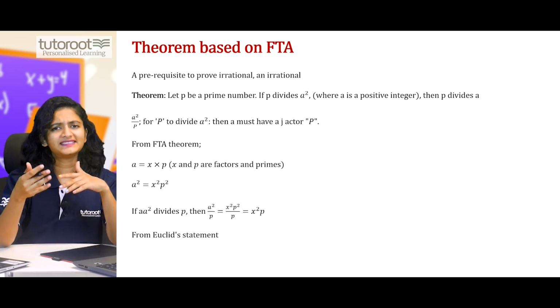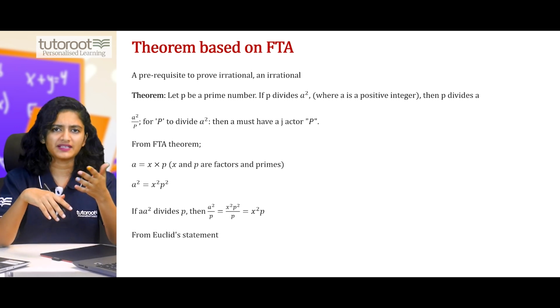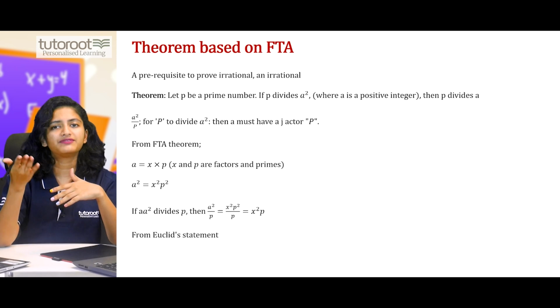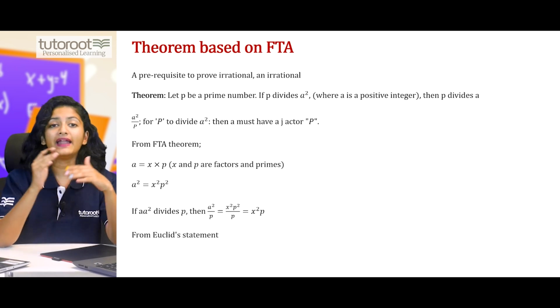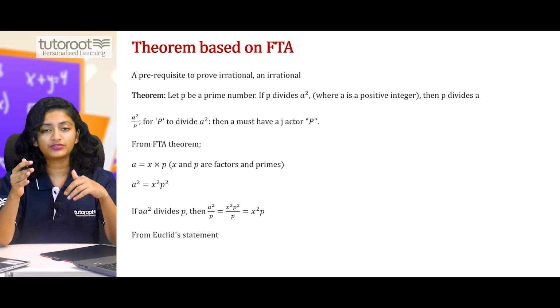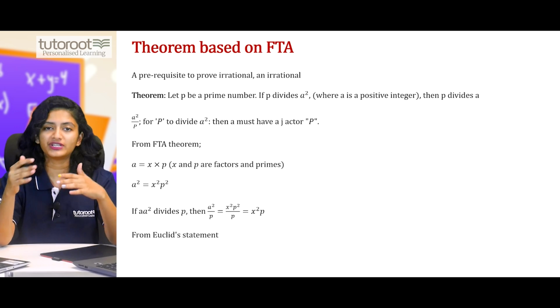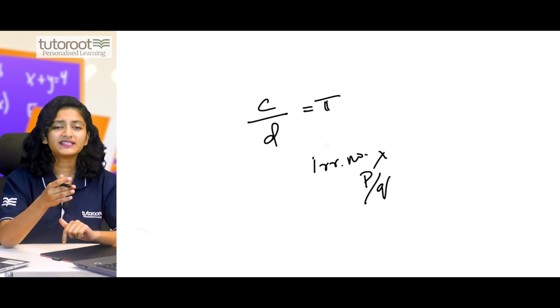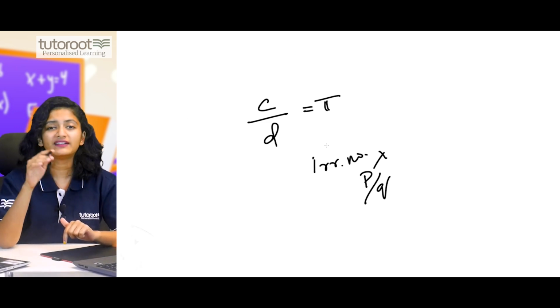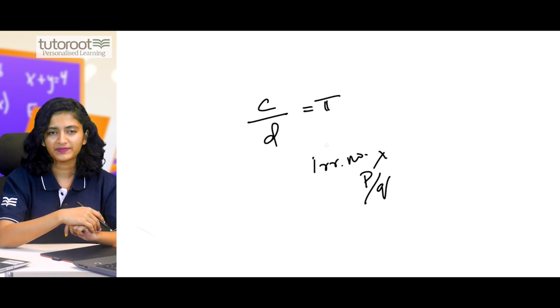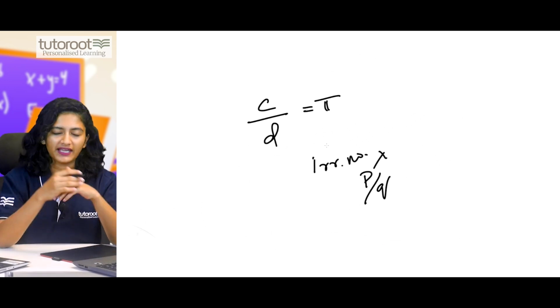So in this lesson, we will discuss the theorem based on FTA, which is nothing but the fundamental theorem of arithmetic, and also we'll talk about a very important topic, which is proof by contradiction. There is a prerequisite that is required to prove that an irrational number is irrational. So here's what the theorem states.